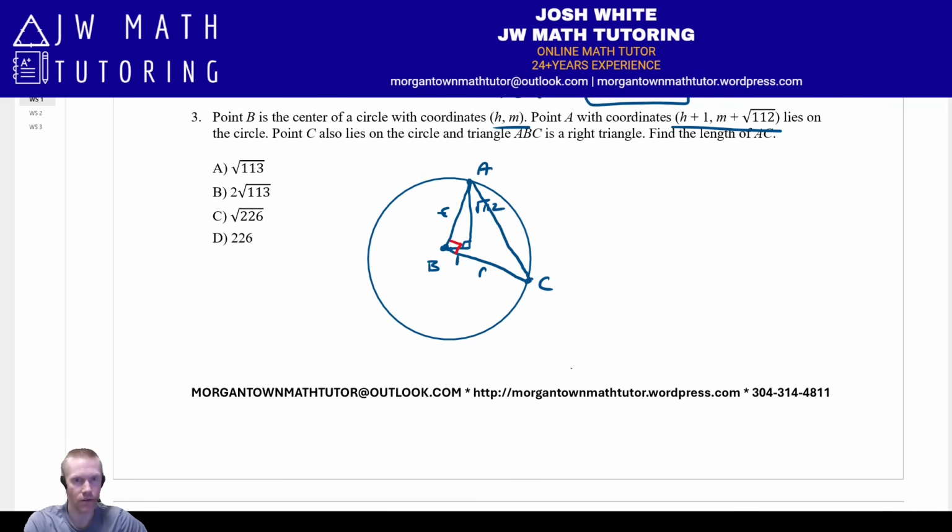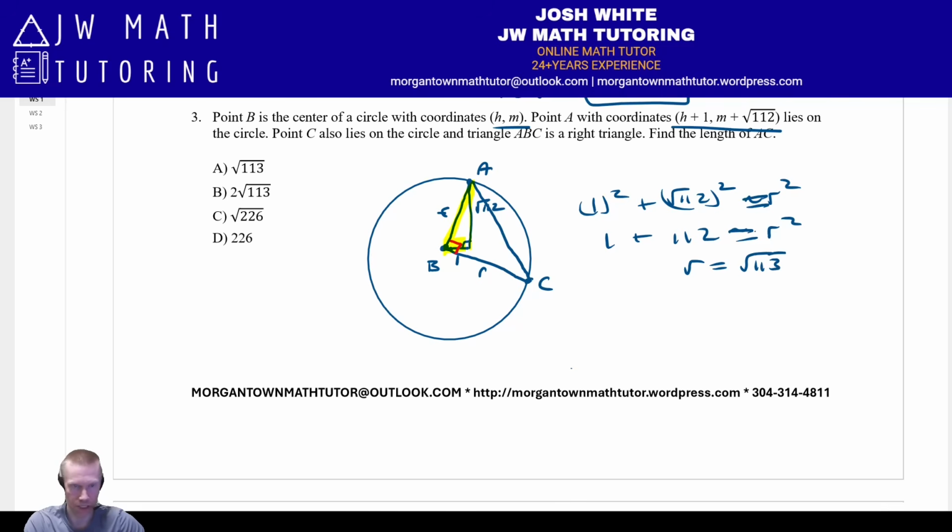So, looking at the small right triangle first, again, we will go back to Desmos. 1 squared plus root 112 squared tilde r squared. Although actually, based on the format that the answers are in, let's make this equal for right now. The radius actually comes out to root 113. I'll show how to do it in Desmos just in a second instead of doing it by hand. So that means this is root 113, and this is root 113.